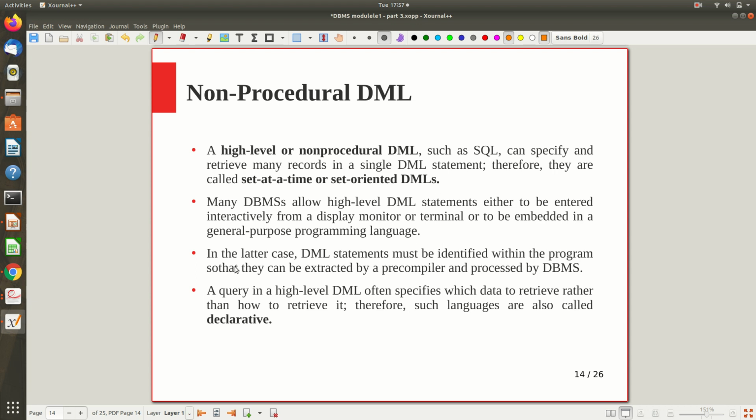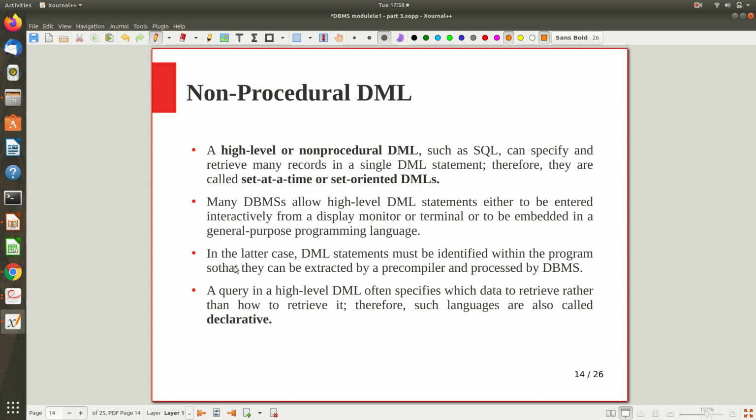Many DBMS allow high level DML statements, and as it is independent, you can mention what is needed and those things come together from the database. It can exist independent of embedding. There is no need of a programming language to embed it in, but if you want you can embed it inside a programming language also. So they have independent existence also.